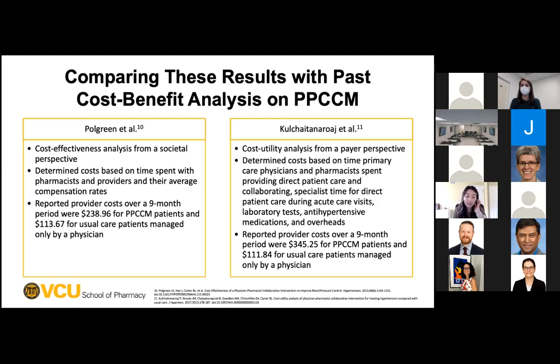So both of these studies used time-based costing, which resulted in higher provider costs among PPCCM patients than those in usual care, because pharmacists do spend a longer time interacting with their patients. However, for my study, I utilized CPT codes in my analysis that generated higher expected costs for physician visits. This does accurately reflect hypertension management costs from the payer perspective because they do utilize CPT codes.